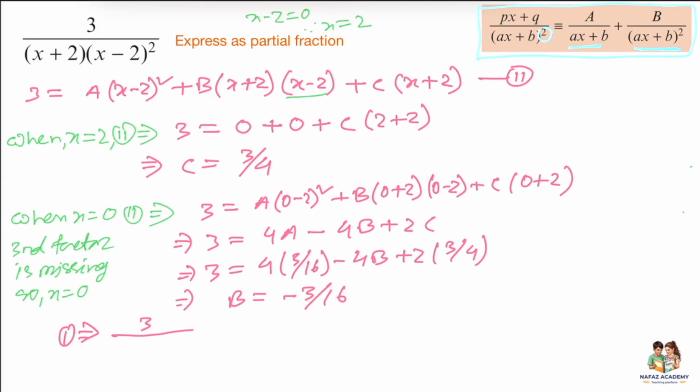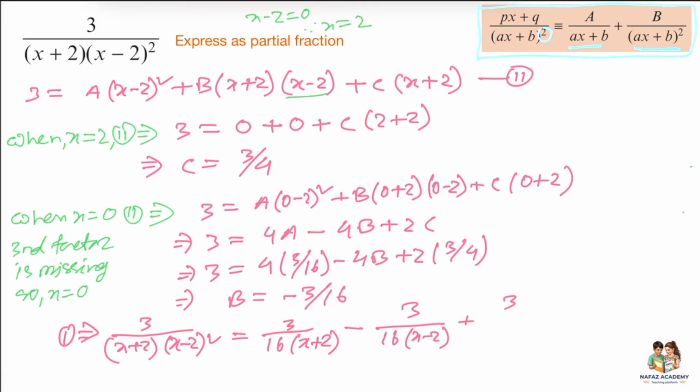So substitute all the values A, B, C in equation 1 for the final answer. What is the value of A? It is 3 over 16 times (x plus 2). Then B value is negative, so it is a negative sign. Positive plus negative, it is negative, right? So it is negative 3 over 16(x minus 2) and plus 3 over 4(x minus 2) squared. This is the answer. Thank you very much.